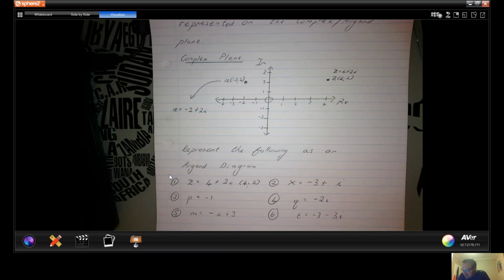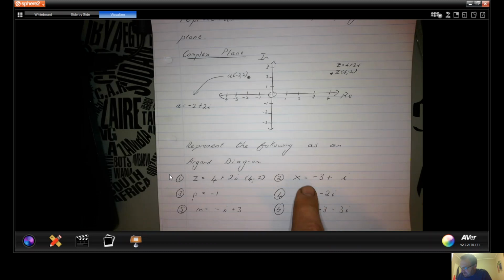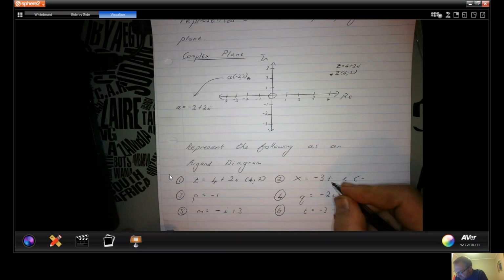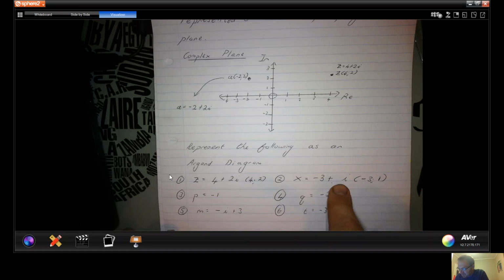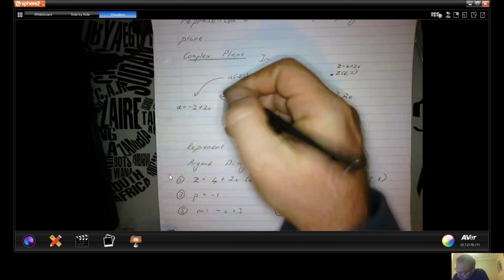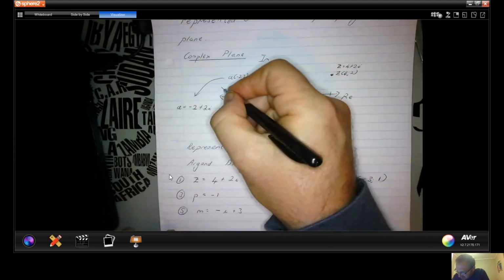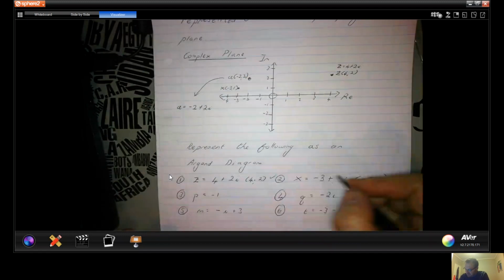Okay. Right. Then the next one. If I illustrated this, x is equal to minus 3 plus i. Well, what's the point? If I want to represent that complex number on the Argand diagram, x would be negative 3, and the imaginary part is 1. So negative 3, 1 would be over here, and that is the point x. So x is negative 3, 1. It's pretty easy. Okay, so I've done that one.